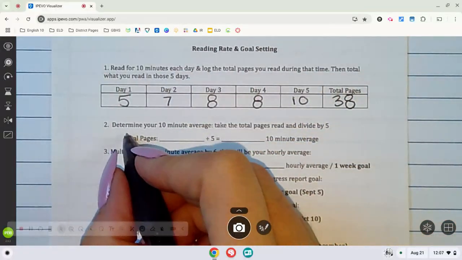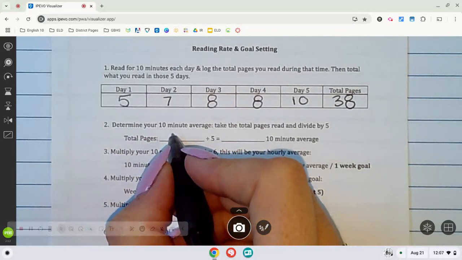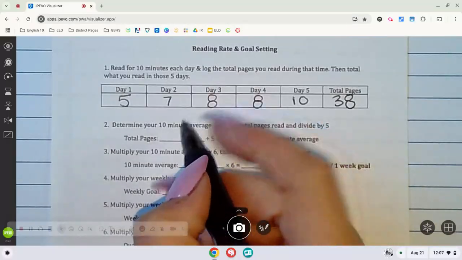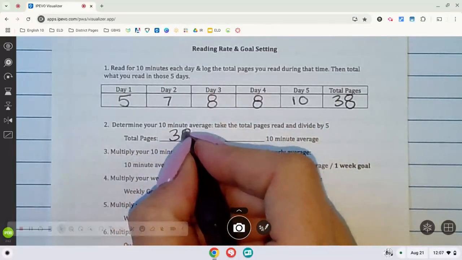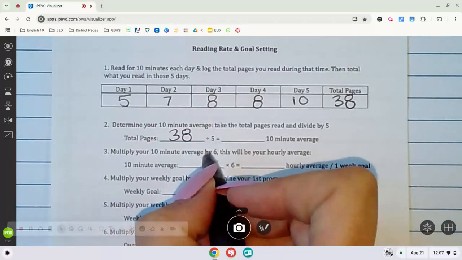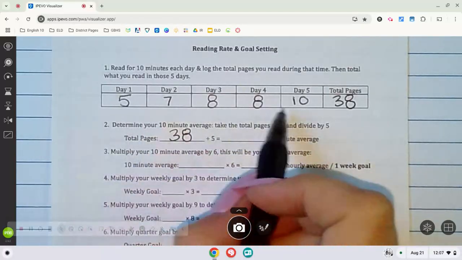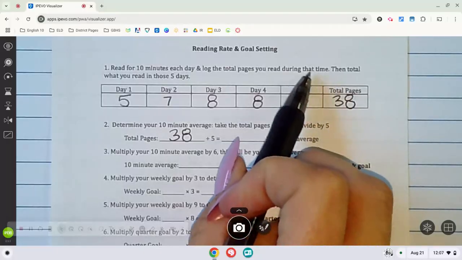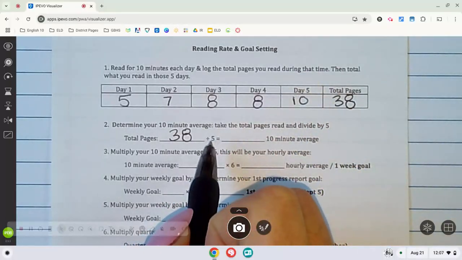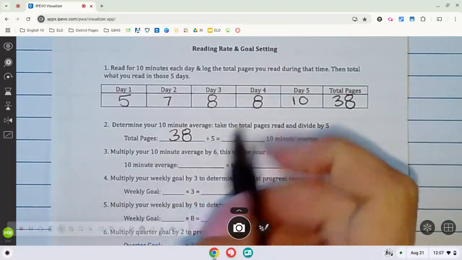All right, so now you're going to determine what your 10-minute average was. So you're going to total up your days, put it here, then you're going to drop that number down right here where it says total pages. So throughout those, I read 38 pages. I'm going to divide that by 5 because I read for 5 days. Now, if you only did 4 days, you can still do this, just change that number from 5 to 4 because you're trying to find the average.